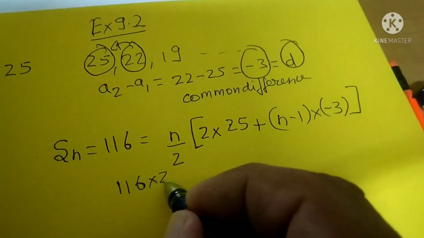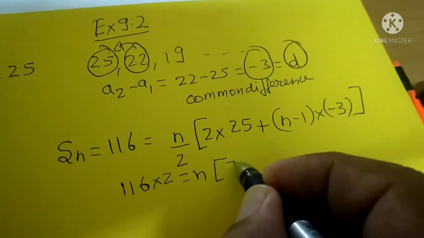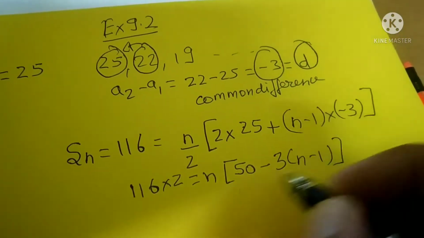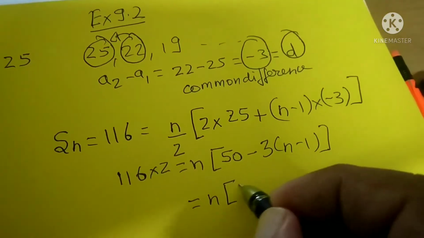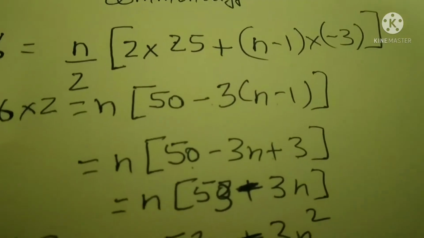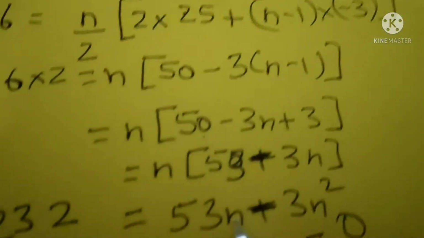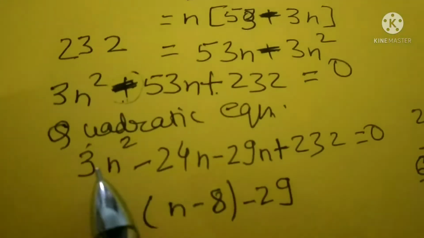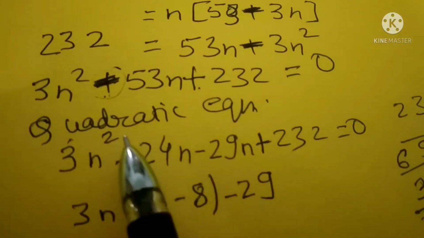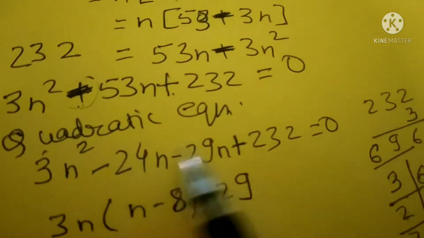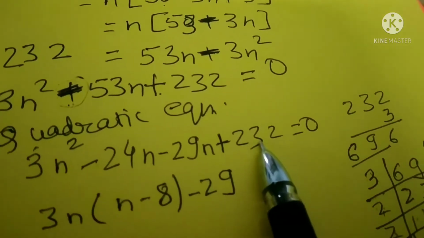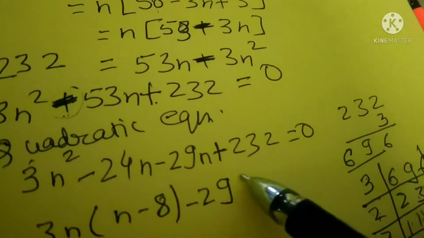116 into 2, cross multiplication हो जाएगा, is equal to n into 50 minus 3 into n minus 1. So this is equal to n into 50 minus 3n plus 3, so this is n into 53 minus 3n. 53n minus 3n square, so 3n square minus 53n plus 232 equal to 0. This is a quadratic equation, so you have to find the factors. 3n square minus 24n minus 29n plus 232 equal to 0. So we'll take common factors here.